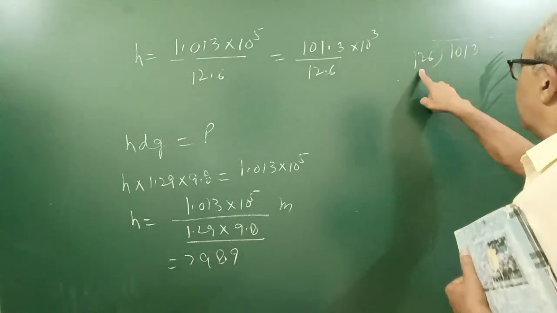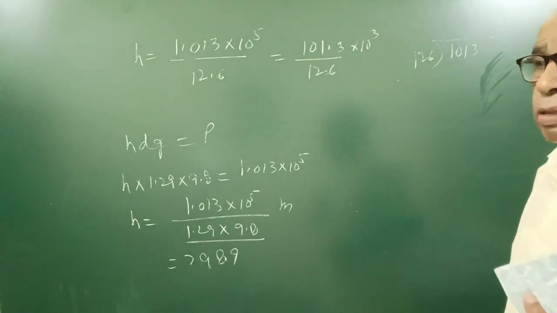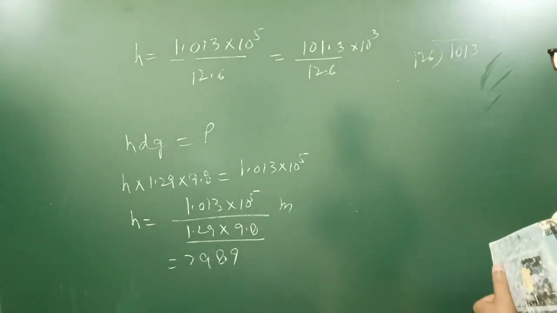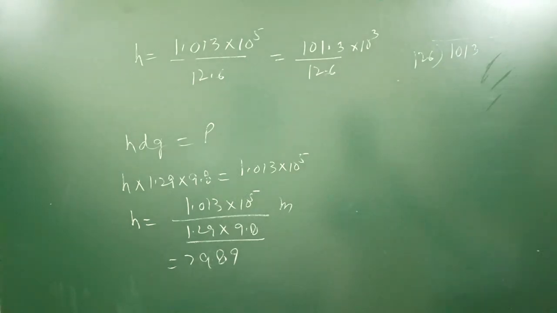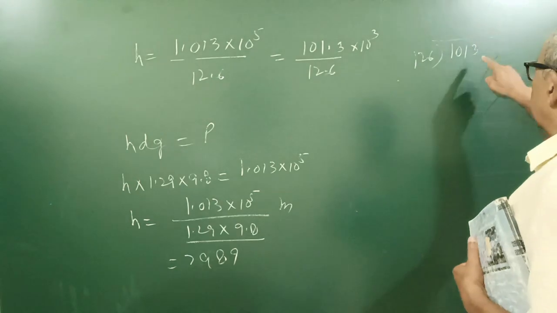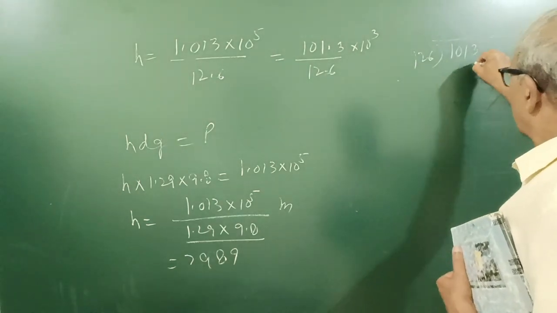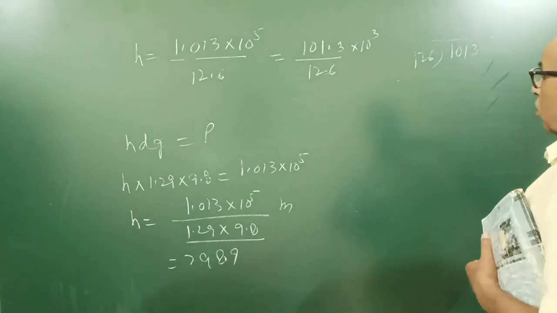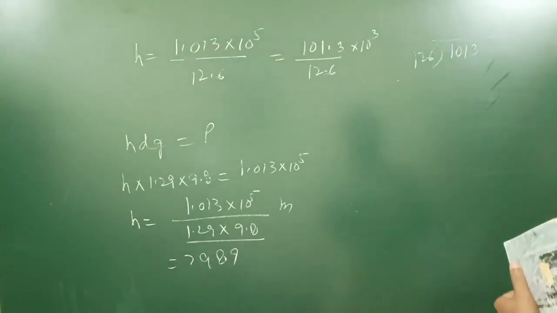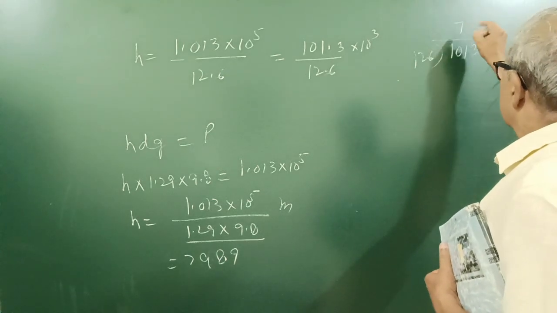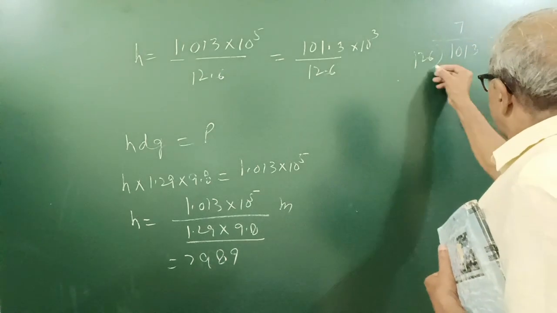12 7s are 84. 12 9s are 108. 12 8s are 96. If I try here 9 8 times, 8 6s are 48. 4 8s are 16 and 4 is 20. So it will become slightly more. So it will be 7 times. So you multiply it here directly.